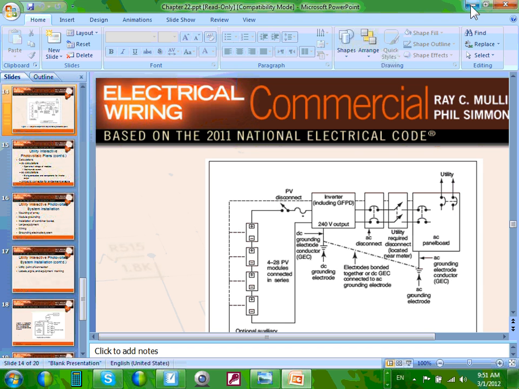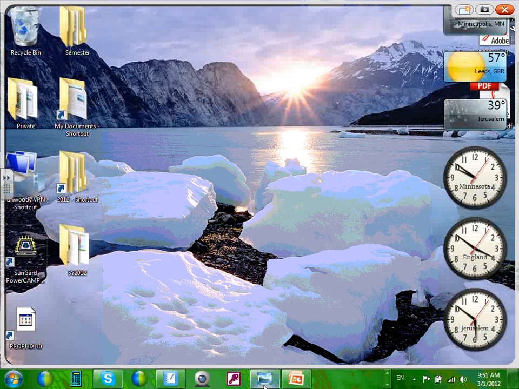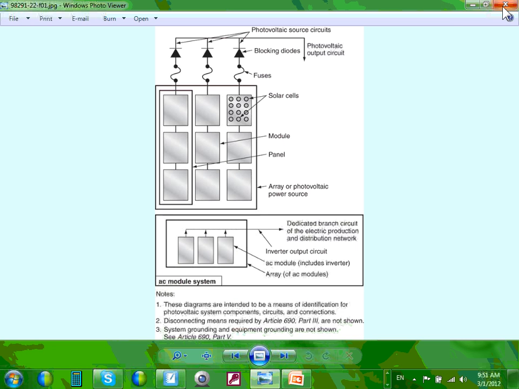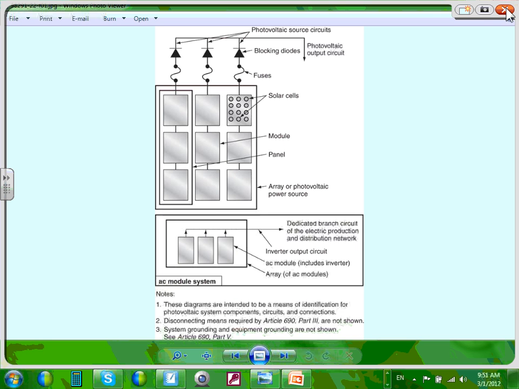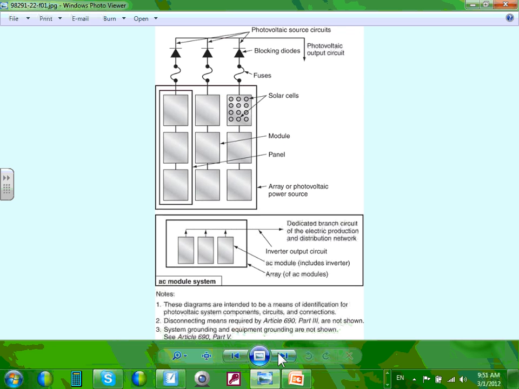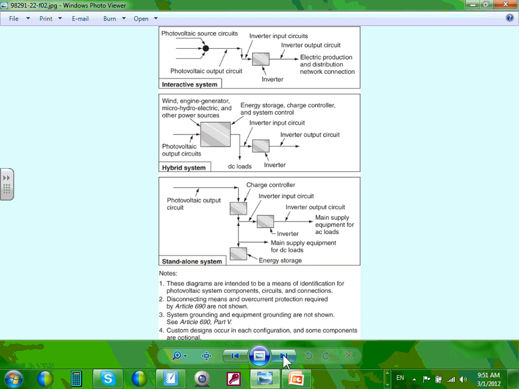And that's basically it in terms of the system that I want to go over. There are a couple of pictures I would like to go over with you right here. We went over this system. We went over this.